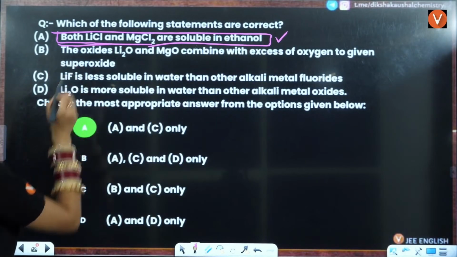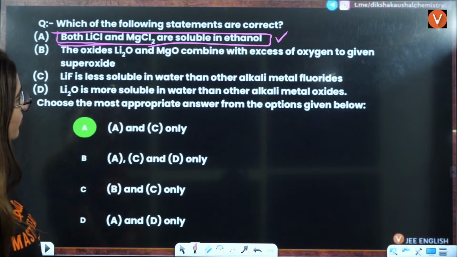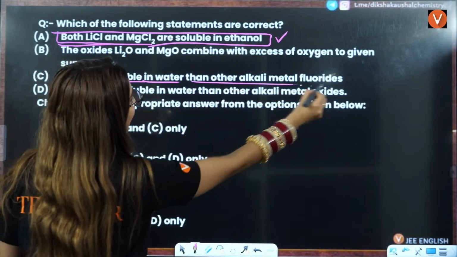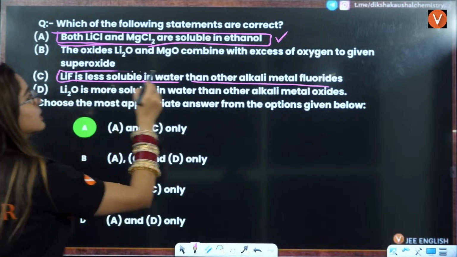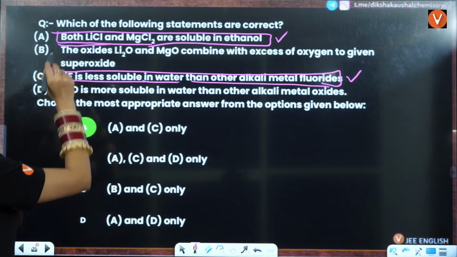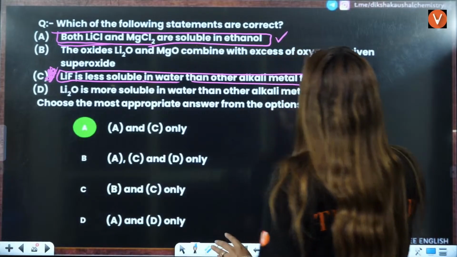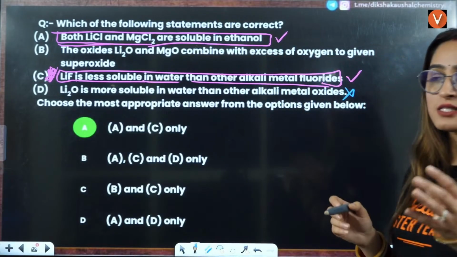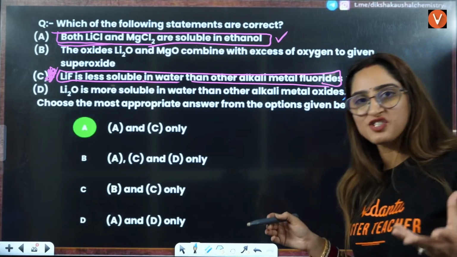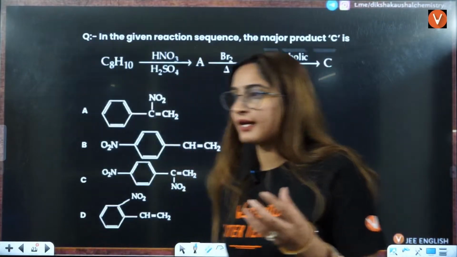Then the oxides of Li and Mg combining with excess of oxygen to give superoxide: no. LiF is less soluble in water than other alkali metal fluorides, right? Which is correct. Very, very important statement. Next, LiI is more soluble in water than other alkali metal iodides. That is not true. That is not true for oxygens here, but that is true for fluorine here. So the answer will be A and C is the correct answer, right?